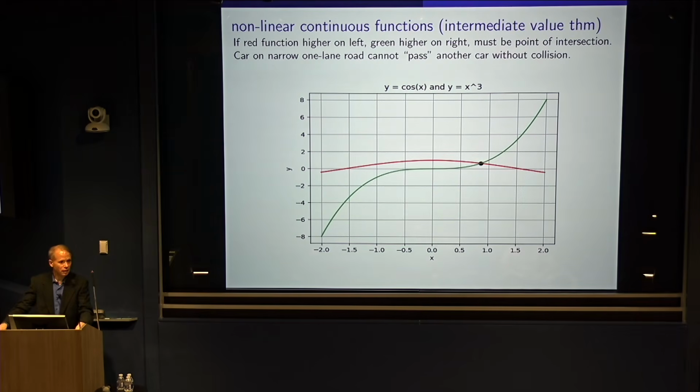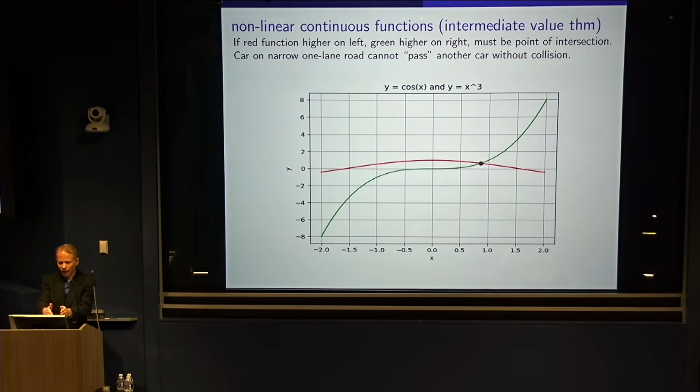There's an analog of this that applies if you replace straight lines with curved functions. So if this red function is higher on the left, and the green function is higher on the right, then there must be some point where the two intersect. Okay, this is sometimes called the intermediate value theorem applied to the difference of these two functions.